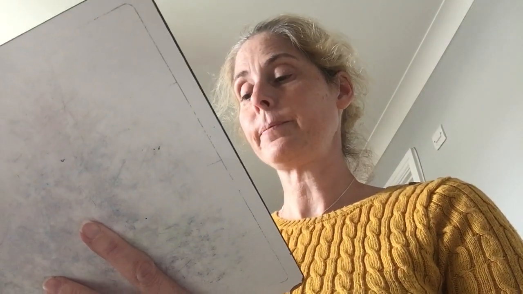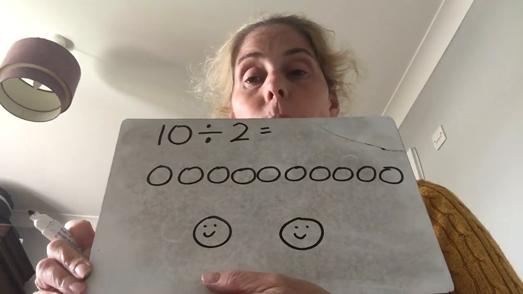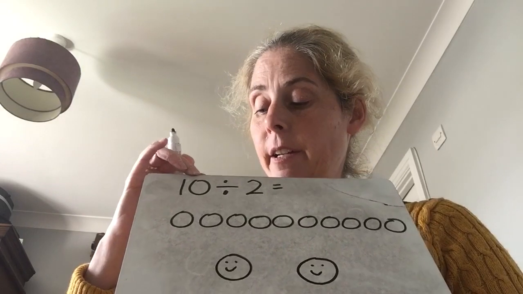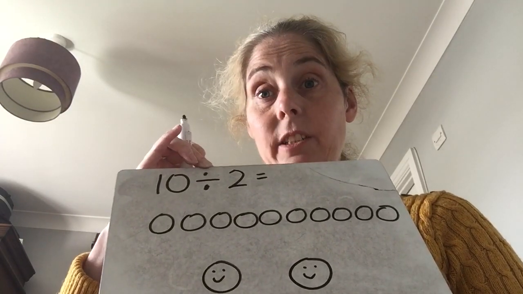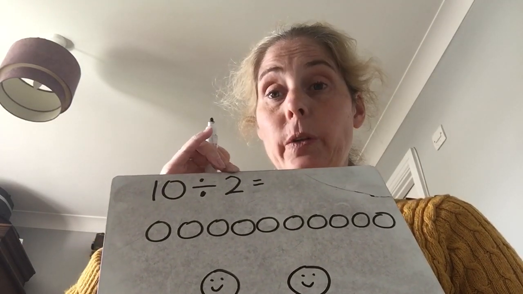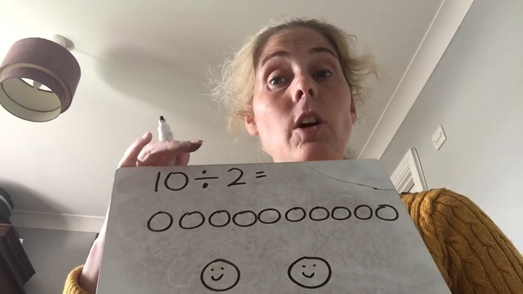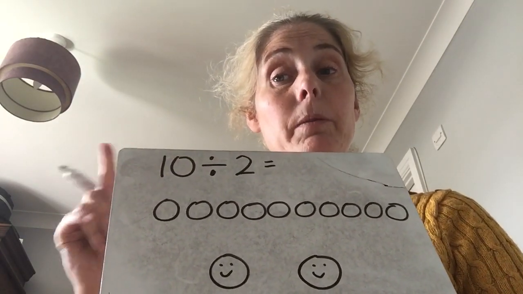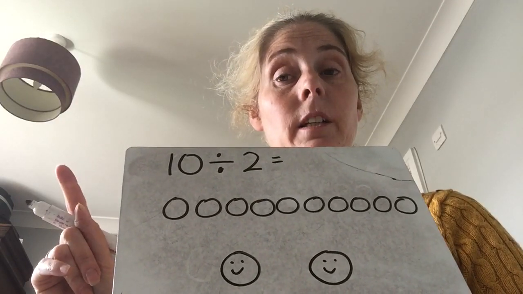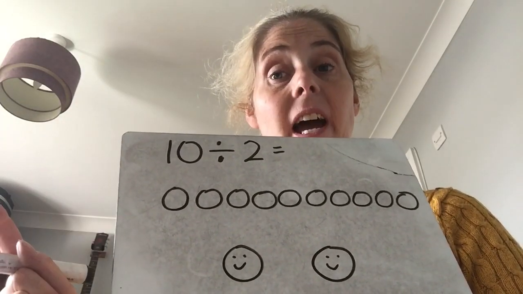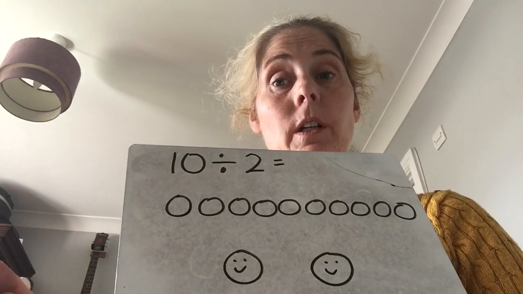Okay, so I need to put my 2 people in. If you want to give them faces, you can. Okay, there's your 2 people. So you've got your 10, and then you are sharing it between 2. Because remember that dividing just means sharing. And what has it got to be when we're sharing something? It has to be fair. Has to be equal. Yes?